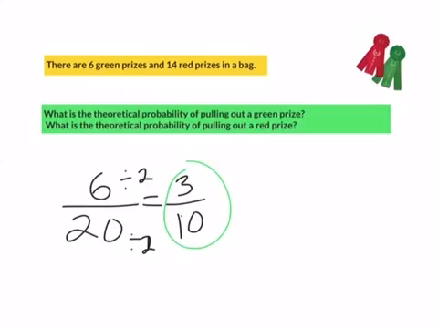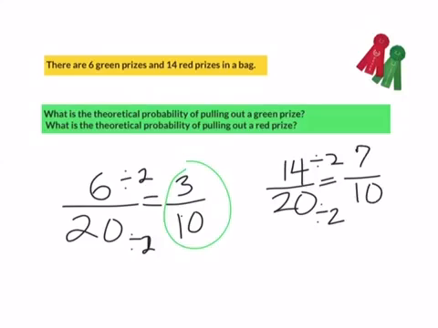Now we need to figure out the theoretical probability of pulling out a red prize. Well, there were 14 red prizes out of 30 prizes altogether. We can reduce by dividing the numerator and the denominator both by 2, and we end up with a theoretical probability of 7/15 for the red prizes.